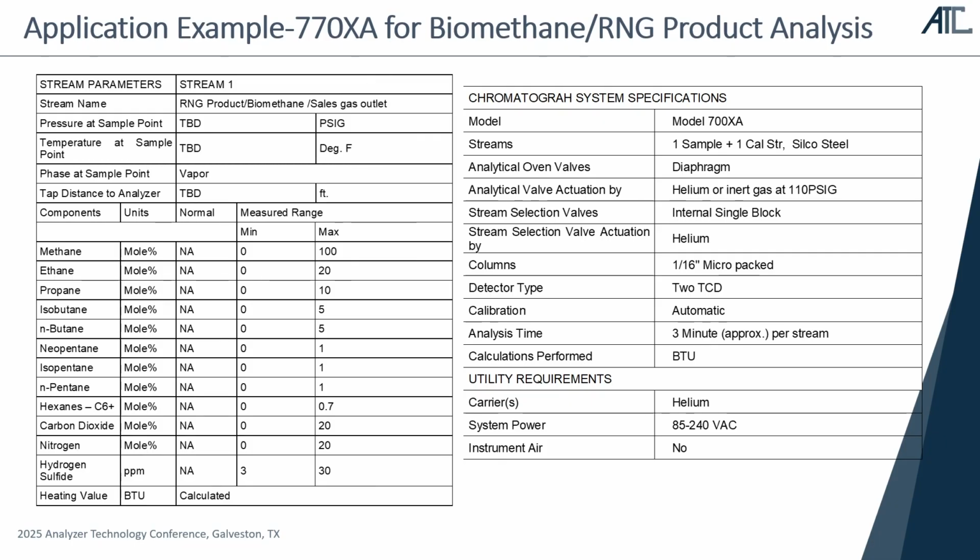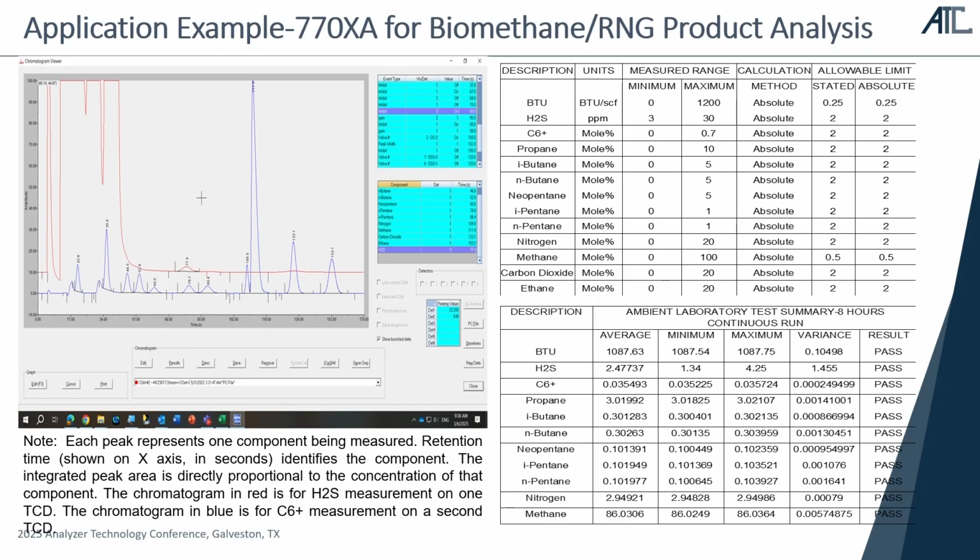So you look at that on the left, we are measuring more components here, right? But because we use 2 TCD detectors, the measurement cycle time is shorter. It's only 3 minutes per cycle. So then for this application, you can use helium or hydrogen as carrier gas, and the system power is now 85 to 240 VAC. So this is the measurement result.